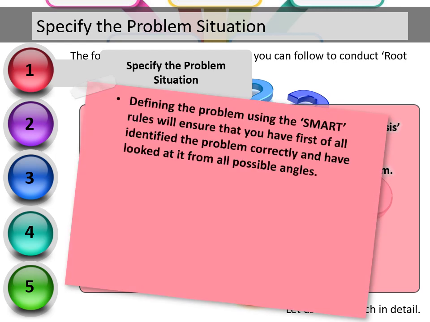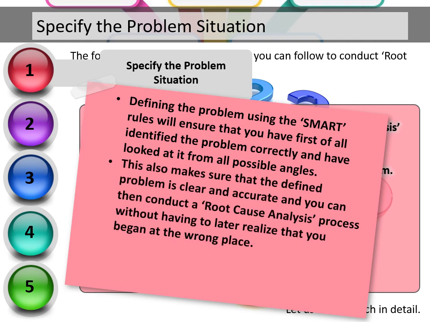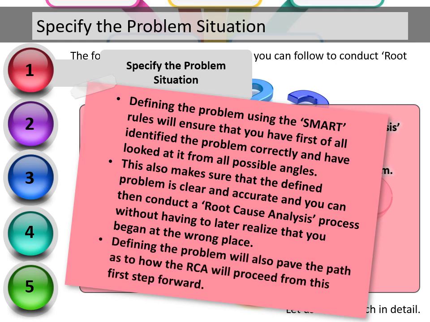Defining the problem using the SMART rules will ensure that you have first of all identified the problem correctly and have looked at it from all possible angles. This also makes sure that the defined problem is clear and accurate, and you can then conduct a root cause analysis process without having to later realize that you began at the wrong place. Defining the problem will also pave the path as to how the root cause analysis will proceed from this first step forward.